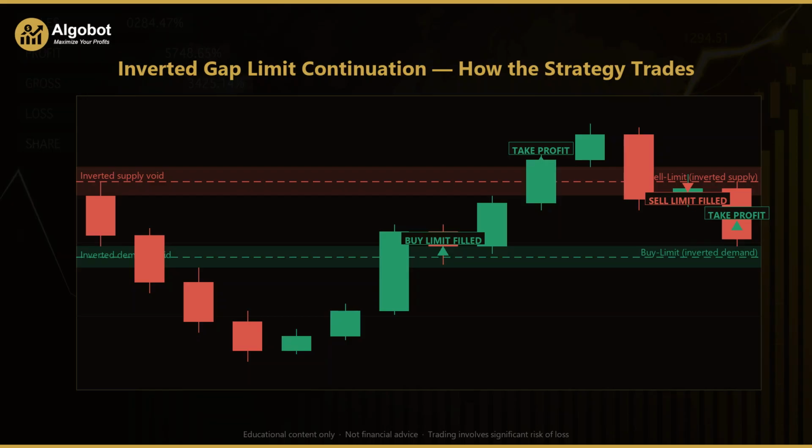Notice the pattern in both cases. The strategy waits for a failed gap and a confirmed break of structure, then lets price return to a defined level rather than entering at the extreme. This is an illustration of the logic, not a prediction of results.